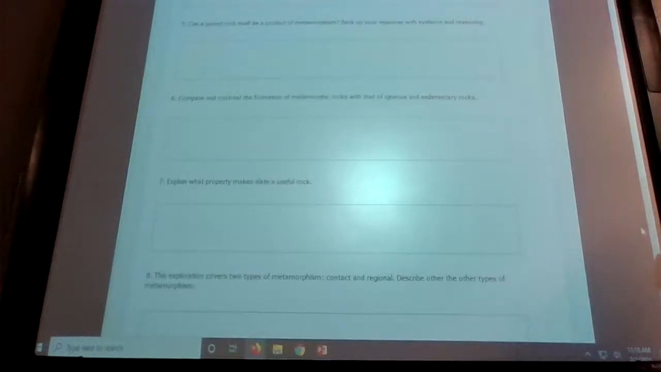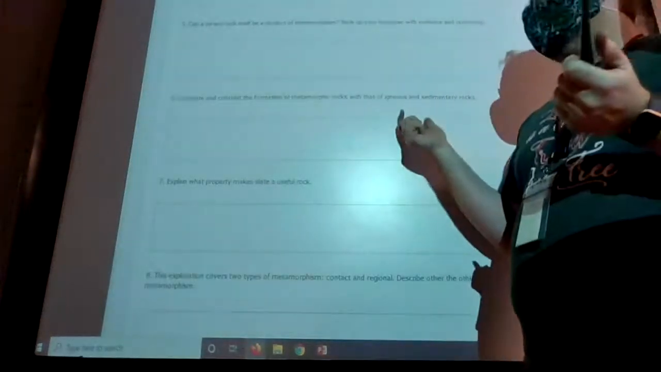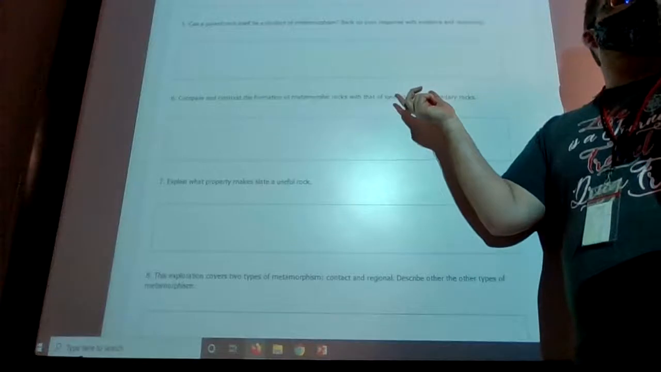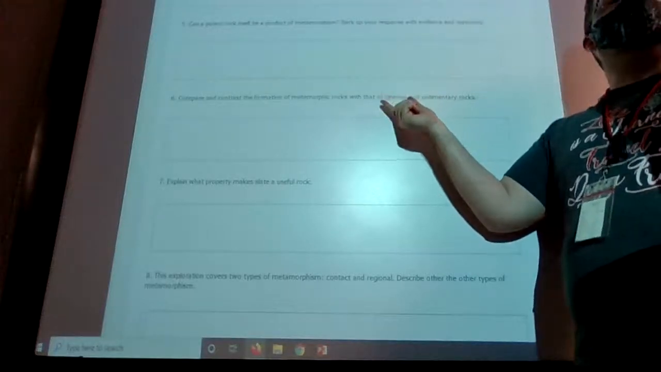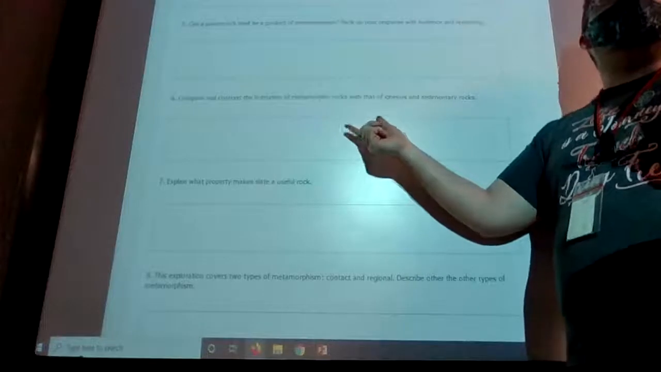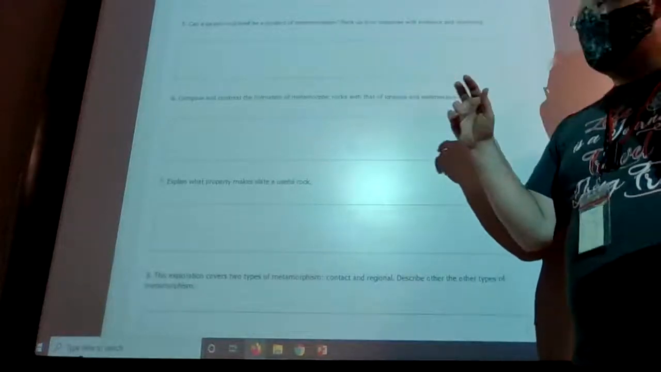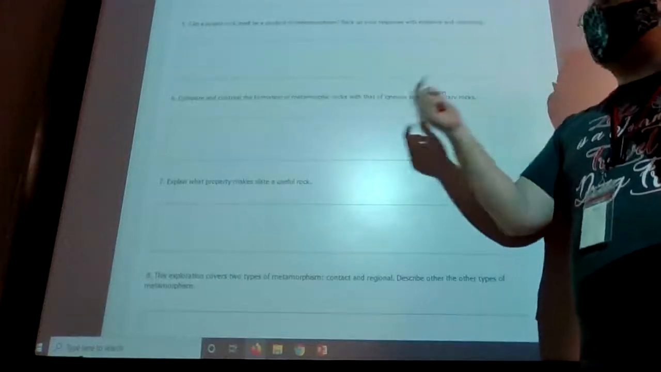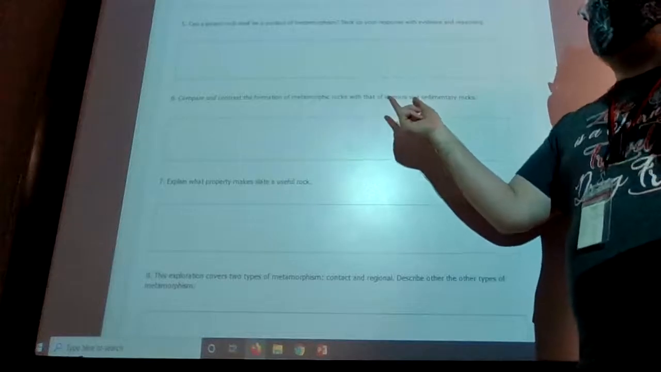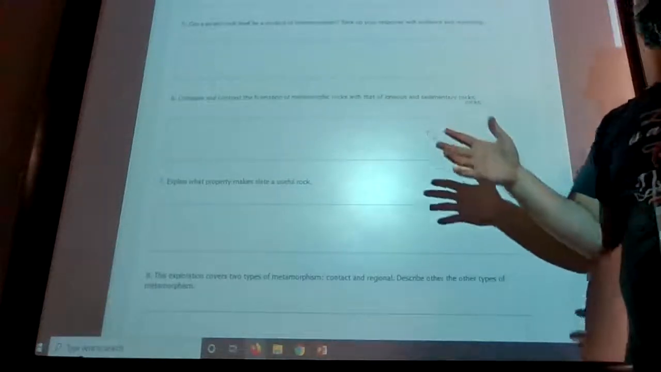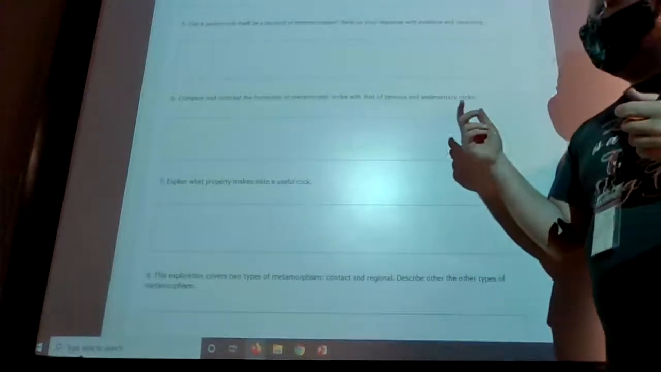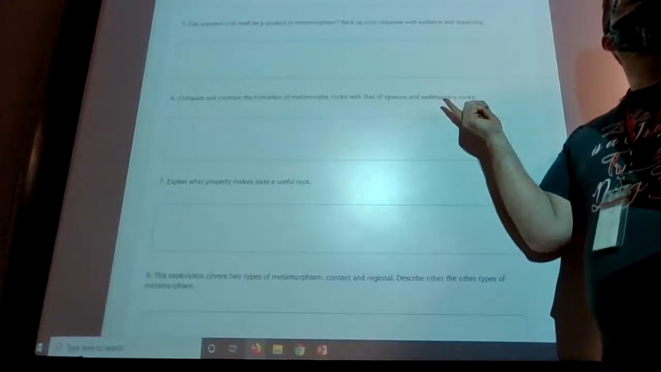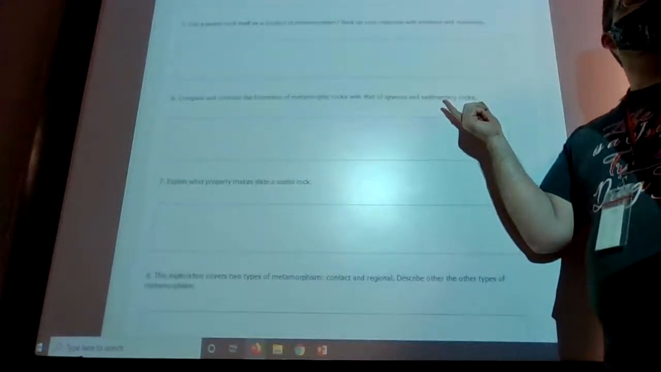Let's just make this simple. So we're comparing and contrasting. Igneous rocks get fully melted, so I would start off there. Metamorphic rocks need heat and pressure but do not get fully melted. And then I'll just throw in at the end, sedimentary rocks don't need heat or pressure. You just need sediment and cementation.